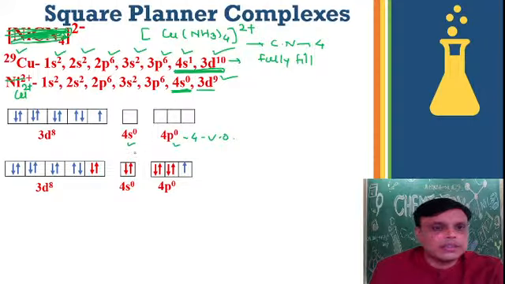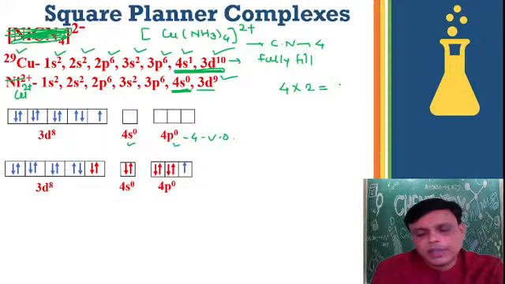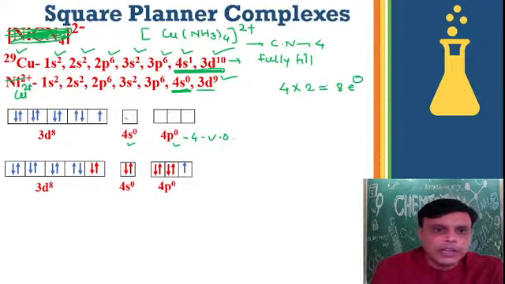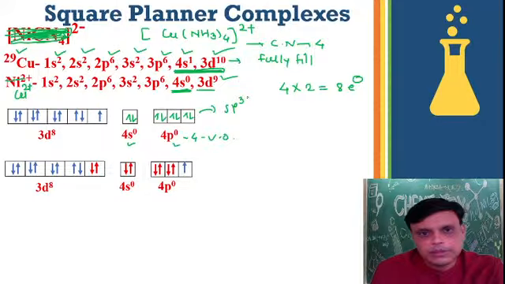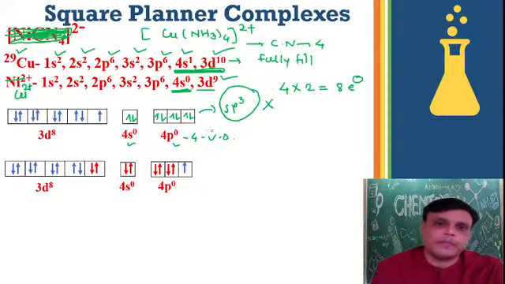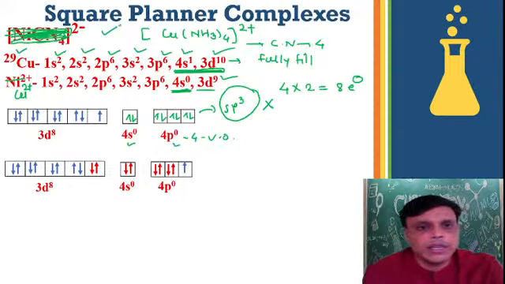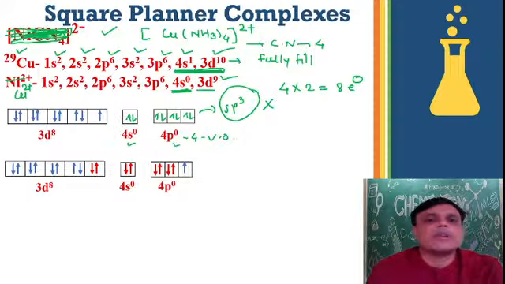Coordination number 4, so 4 into 2, total 8 electrons we have to fill. Now we fill 8 electrons here: 1, 2, 3, 4, 5, 6, 7, 8. Now what will happen? The 1s and 3p orbitals will show sp3 hybridization. But this is wrong. Why? Because this compound is a square planar compound.